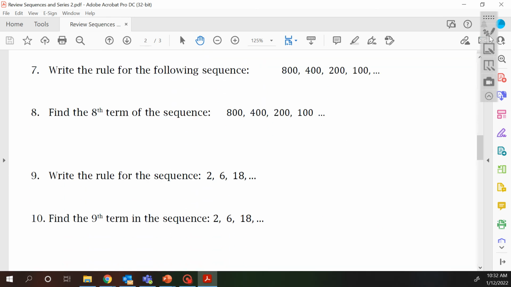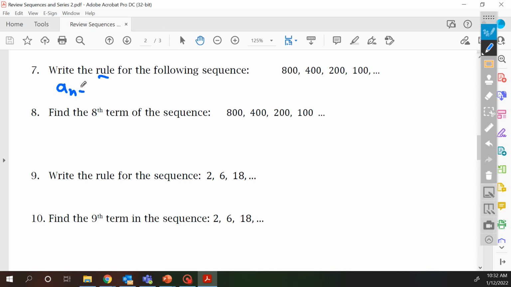Number 7, write the rule. Okay, the rule is the AN. It's used to calculate a specific term. That's the rule. So we want to write the rule for number 7. Number 7 is a geometric sequence. This is geometric. The ratio is, it's being cut in half each time, so it's being multiplied by 1/2 each time. And you can find that by taking a term and dividing the previous term. 400 divided by 800 is a half.